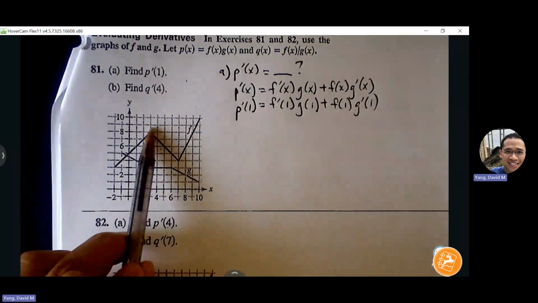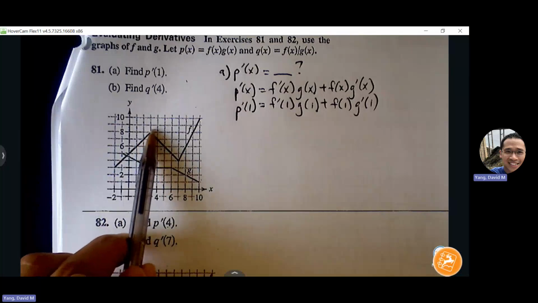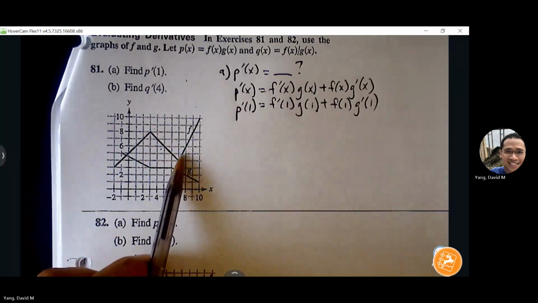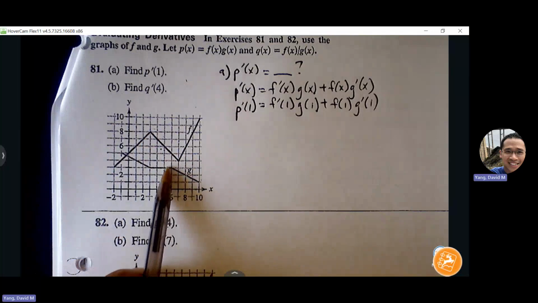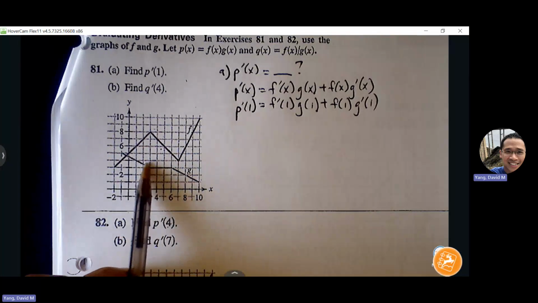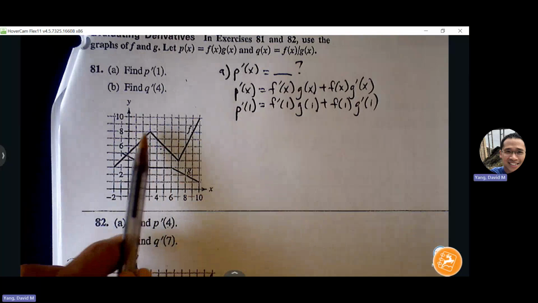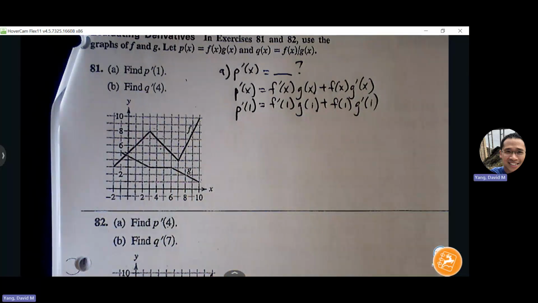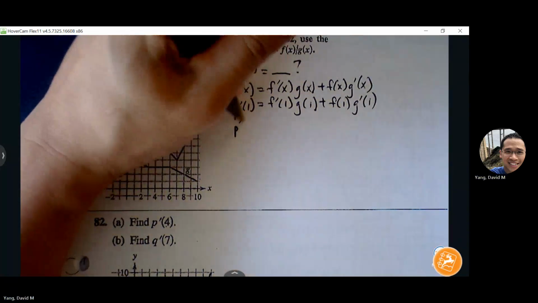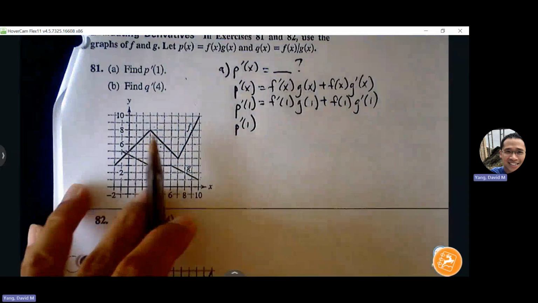What about these places where you see a corner or you see a slight corner here? What's the slope there? Good, undefined. So anytime there's a sharp turn, we cannot do a tangent line to that point. So anytime there's a sharp turn, the slope is undefined there. Okay, good. So let's go through each of these here.